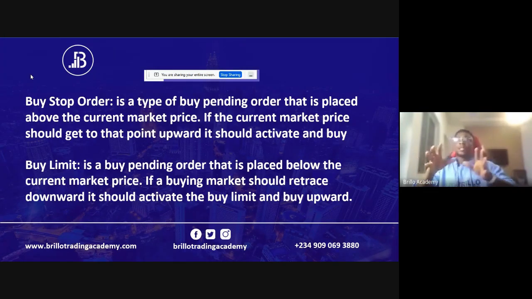So buy stop is being placed above the current market price. Now, what is buy limit? Buy limit is a pending order that is being placed below the current market price. So you place buy limit below the current market price. Buy stop is above the current market price and buy limit is below the current market price. So you have to know the difference, right?